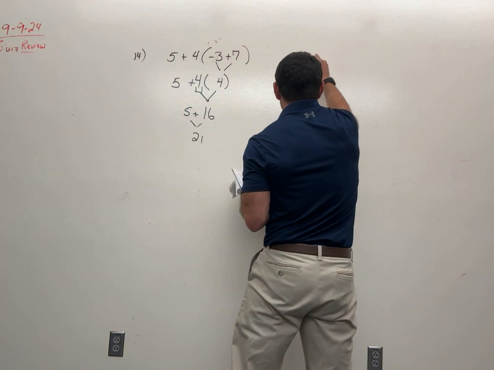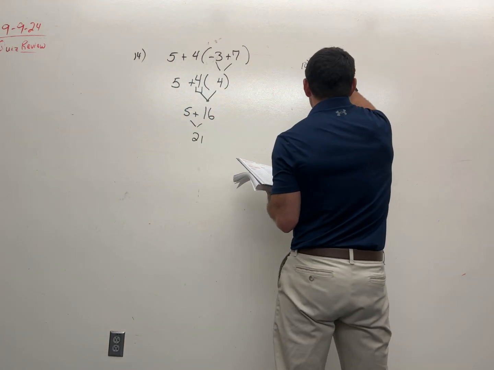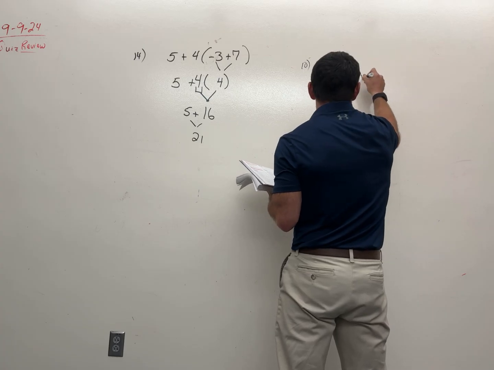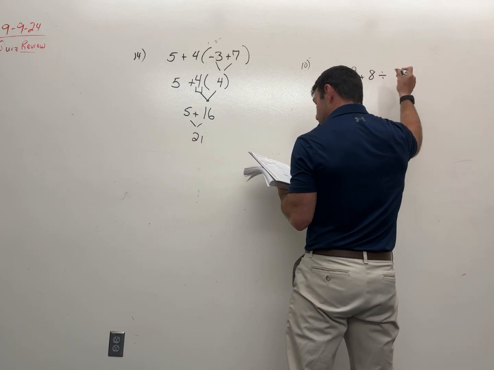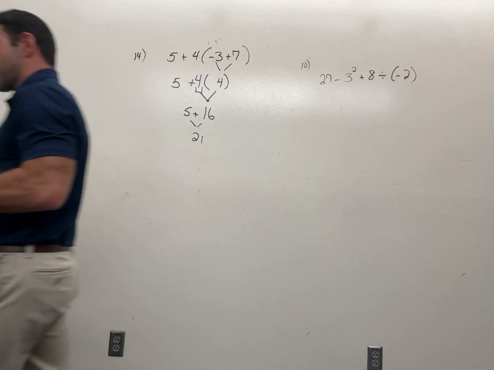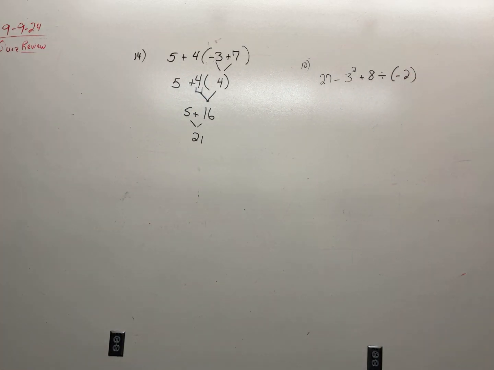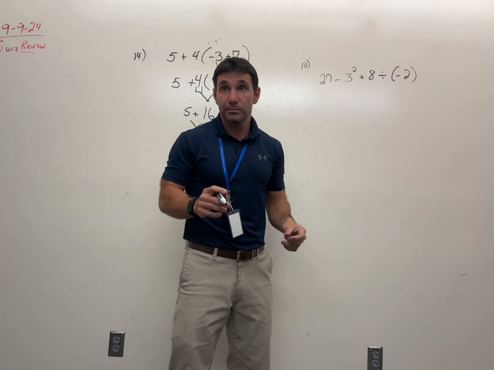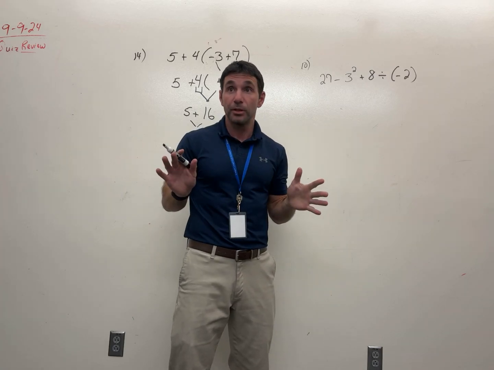Okay, number 10 says 27 minus 3 squared plus 8 divided by negative 2. Okay. Grouping symbols. Is there anything to do to this negative 2 in the grouping symbol? No. Nope. So there's nothing to do there.